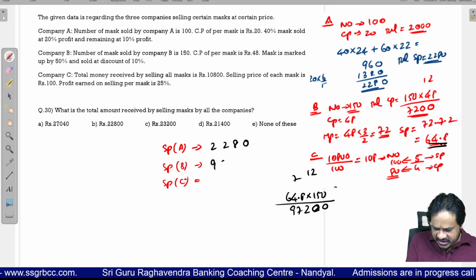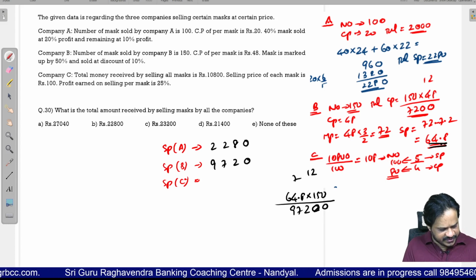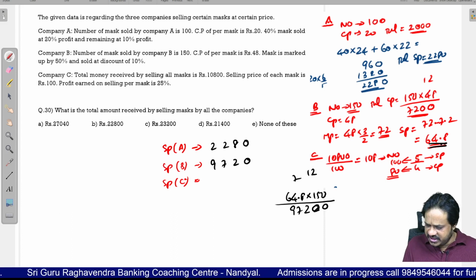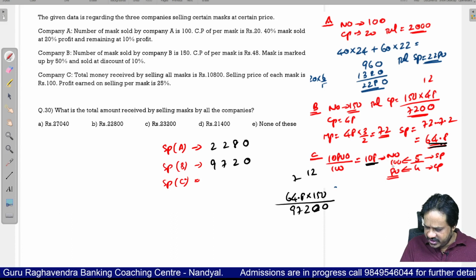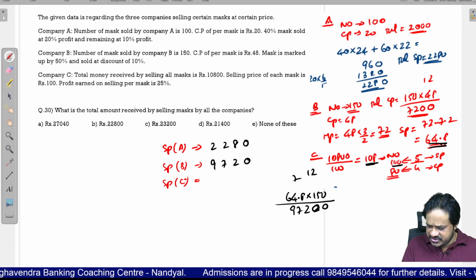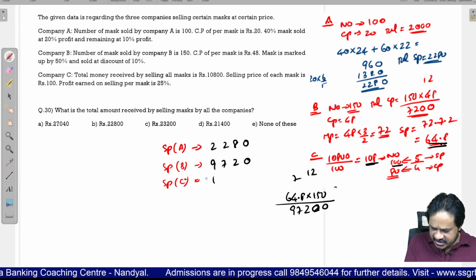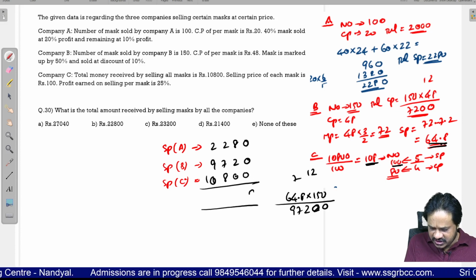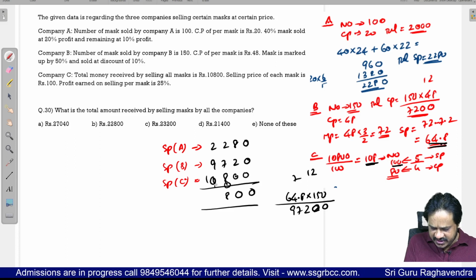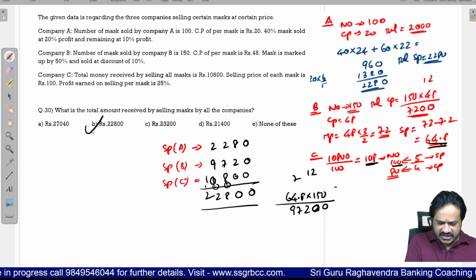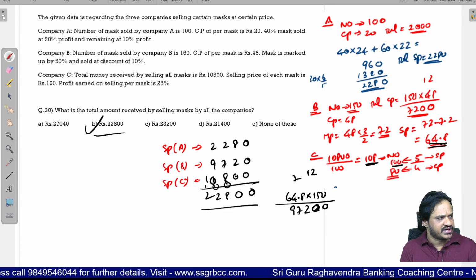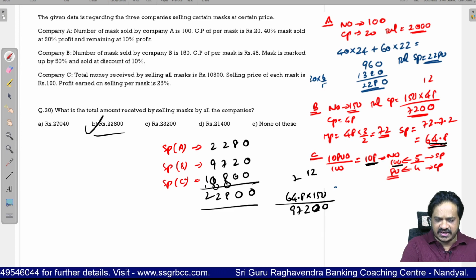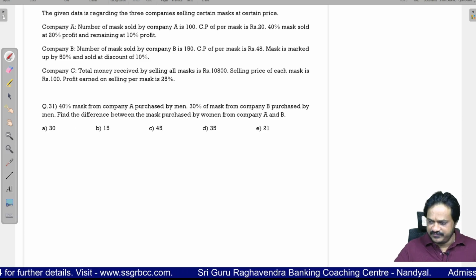So, it is 9720 rupees. Now, total selling price of C, the number is 108, each selling price 100. So, total selling price is 10,800. Now you have to find the total. The answer is 22,800. Option 2 is the correct answer. Next one.